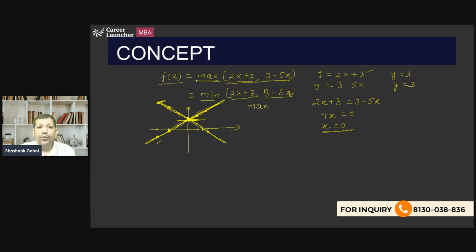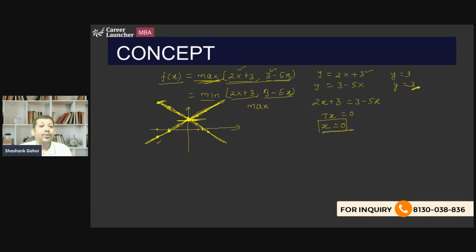So at x equal to 0, I'm going to get the minimum value of the maximum function, and that's going to be 3. And at x equal to 0, I'm going to get the maximum value of the minimum function, that's going to be 3. So if I get this kind of question, what is generally done is just equate both the functions and plug in the values. More likely you are going to get the answer. So at which value you get the minimum or maximum value, that is at x equal to 0. What is the value? That is 3.